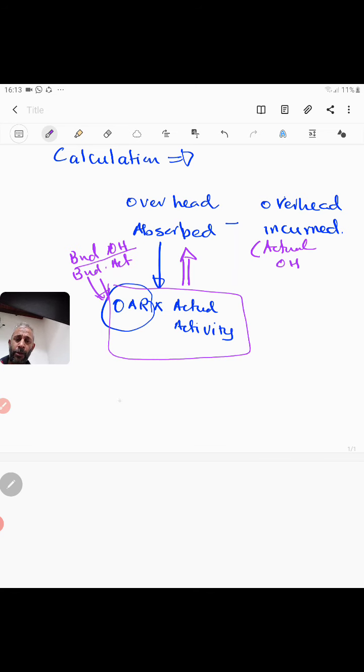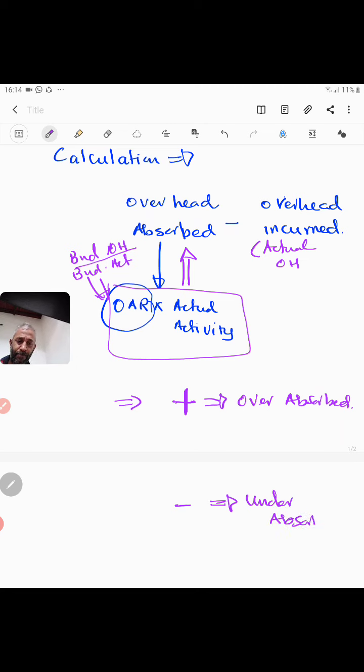The interpretation here is that when you have a positive answer for this, that means there is over absorbed. That will be over absorbed. On the other hand, if you have a minus answer, that means it is under absorbed. That is under absorbed. So a positive answer will give you overhead over absorbed, and the minus answer will give you under absorbed.